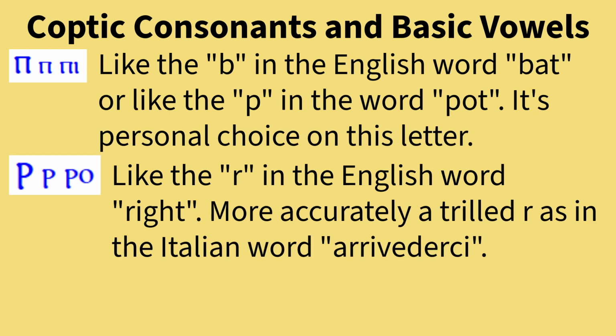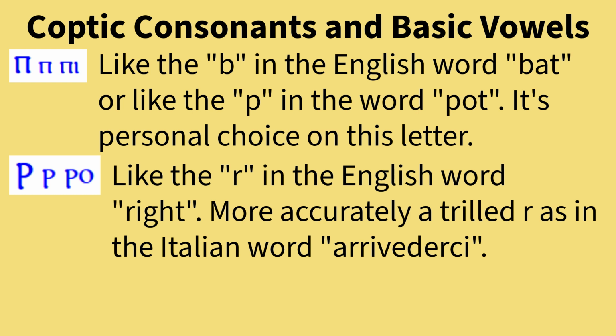We then have the Coptic letter vida. This is like the B in the English word bat, or like the P in the English word pot. It's personal choice in this letter. So some people will choose to pronounce this letter as B, while others will pronounce it as P.